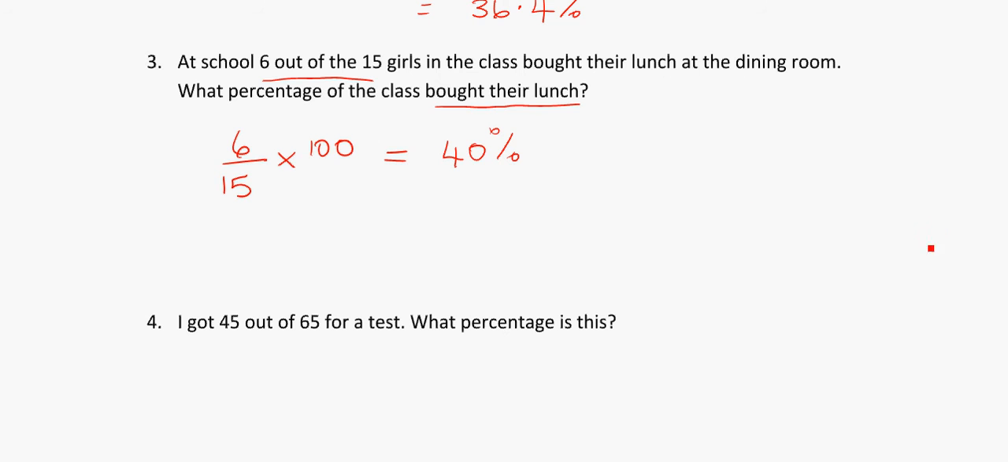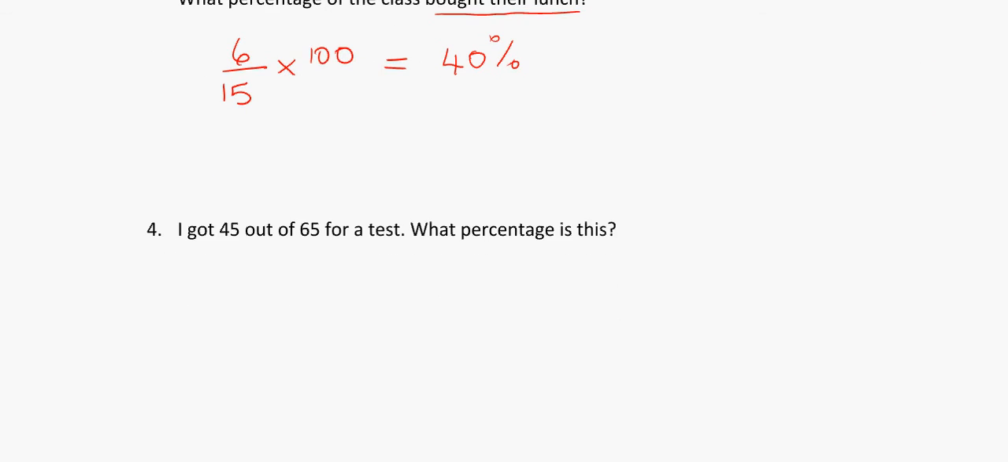Okay, last question. I got 45 out of 65 for a test. You know how to write that. What percentage is this? Into your calculator and rounded to 1 decimal place, you should get 69.2%. Right, well done.